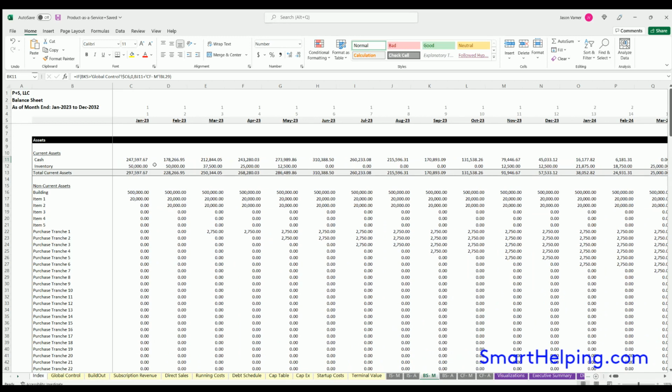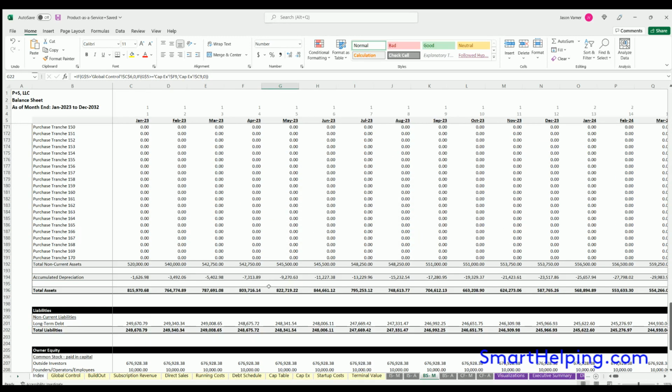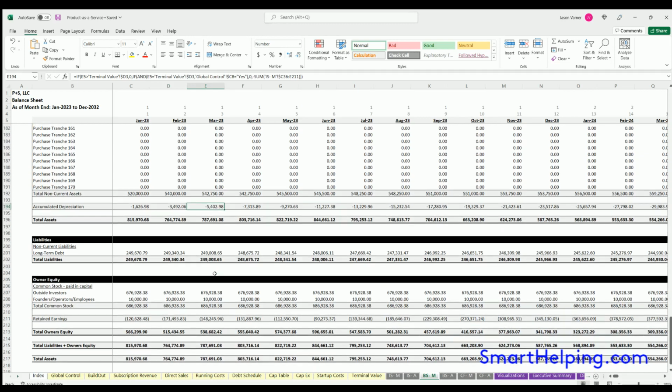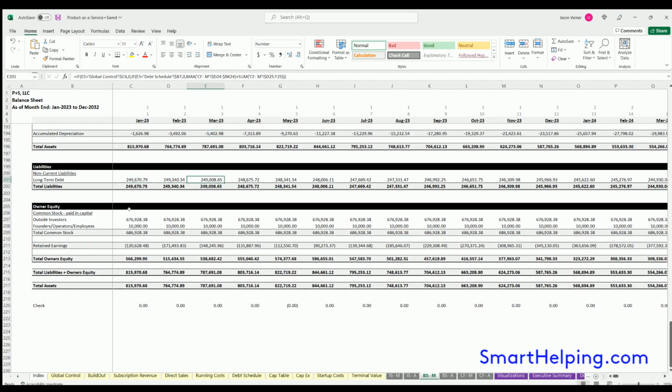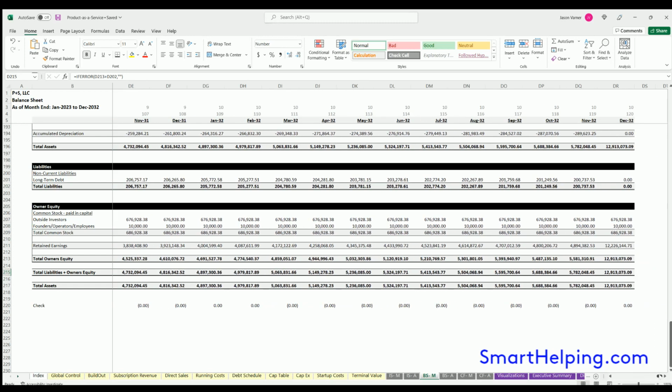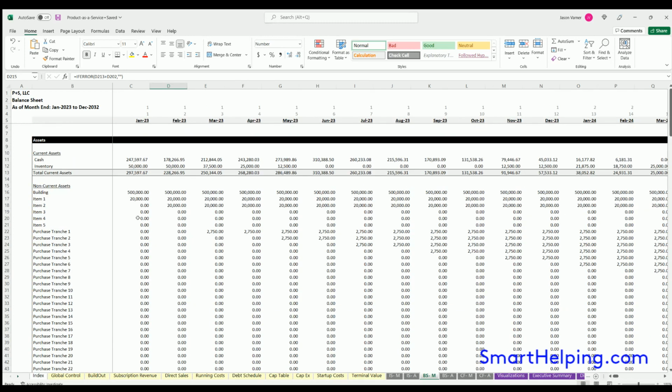Here's the inventory over time based on direct sales assumptions and how long it takes to sell and when units are produced and available in inventory. Here's the fixed assets for the product as a service portion. Here's the accumulated depreciation. If we go down, we've got debt, equity, and retained earnings. And then we've got down here assets equal liabilities plus owner's equity and the check. So this all works. You can change the assumptions to anything you want, and all this will update automatically.